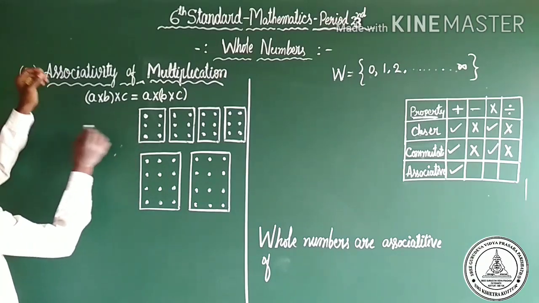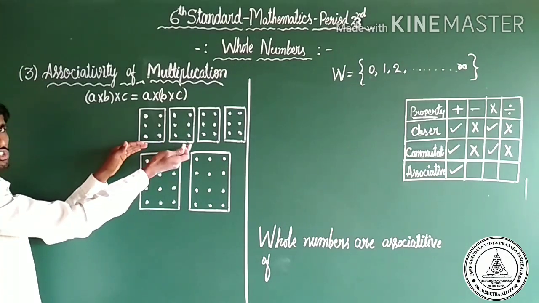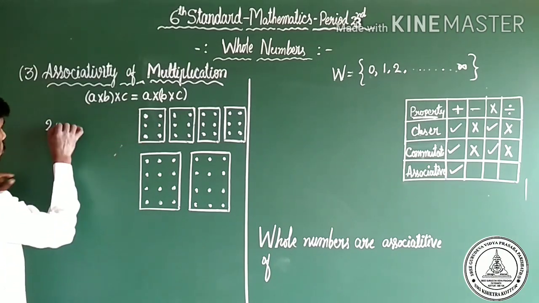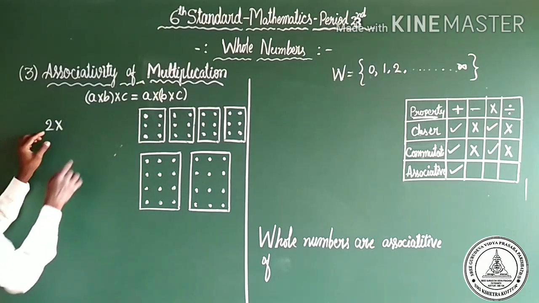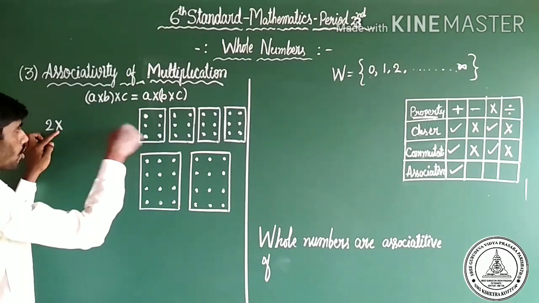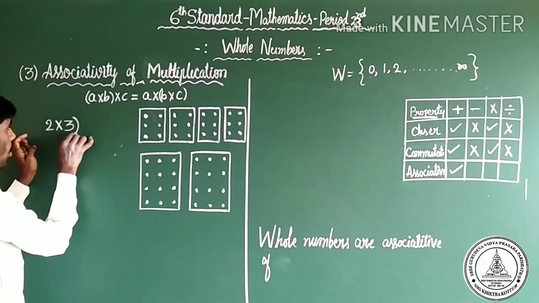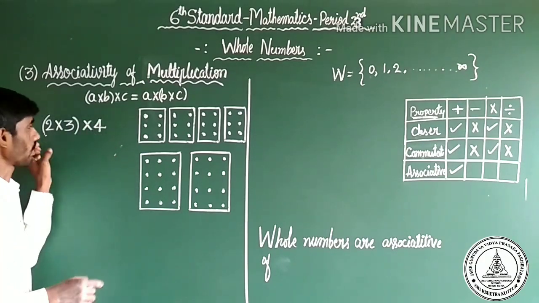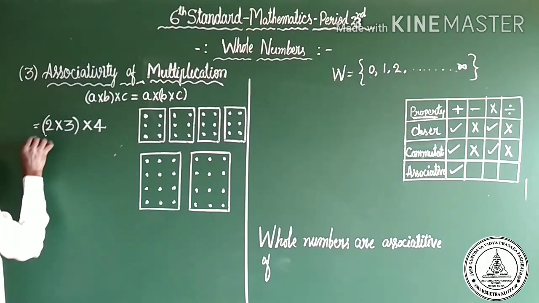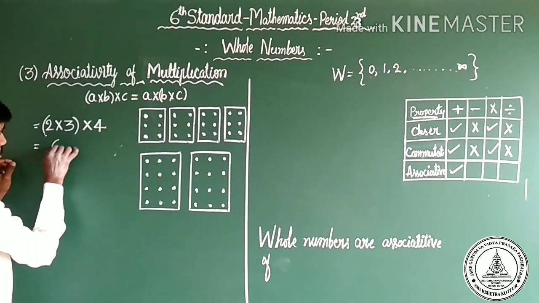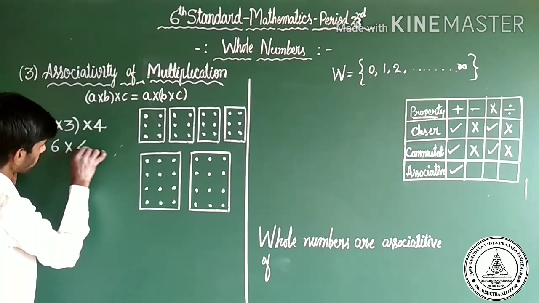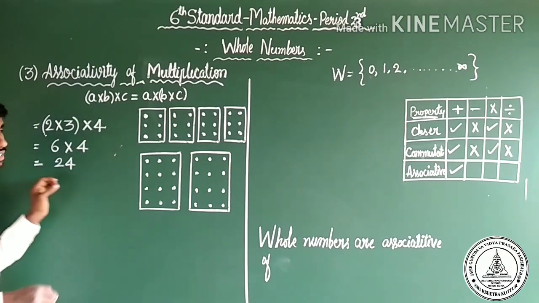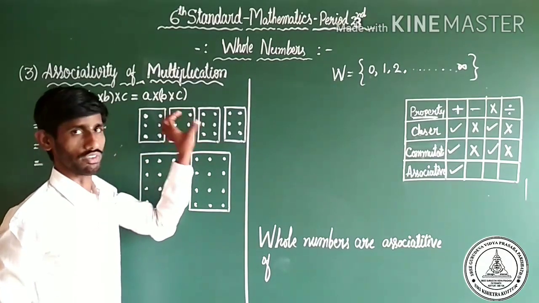Observe here. We can convert the picture into numerals. 2 dots in the row into 3 dots in the column. How many times does it repeat? It repeats 4 times. So let us calculate. 2 threes are 6, into 4. 6 fours are 24. How many dots? Total number of dots are 24.